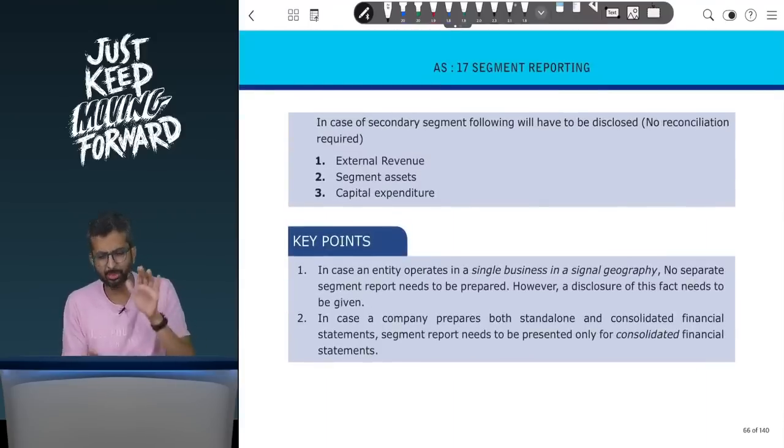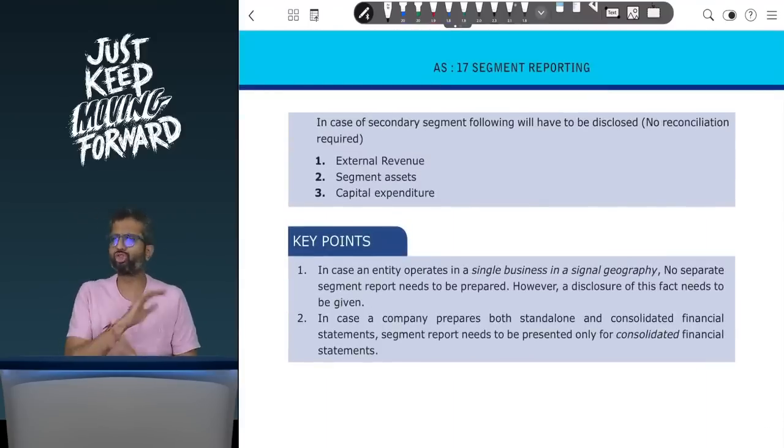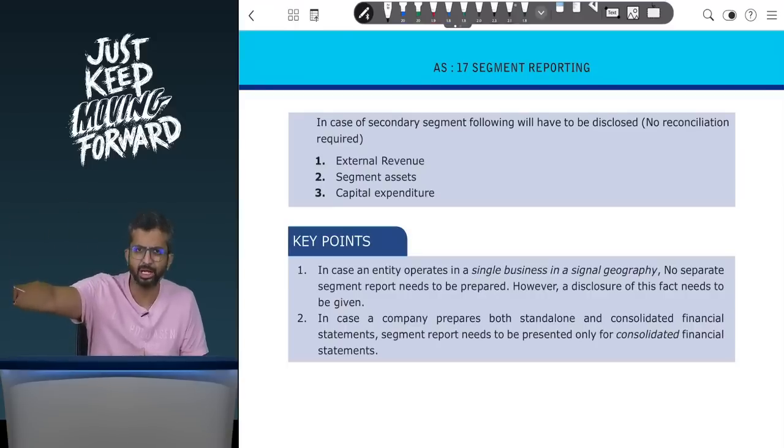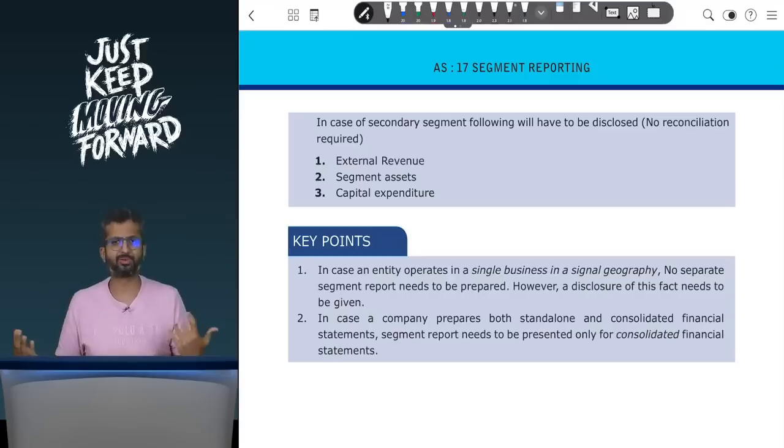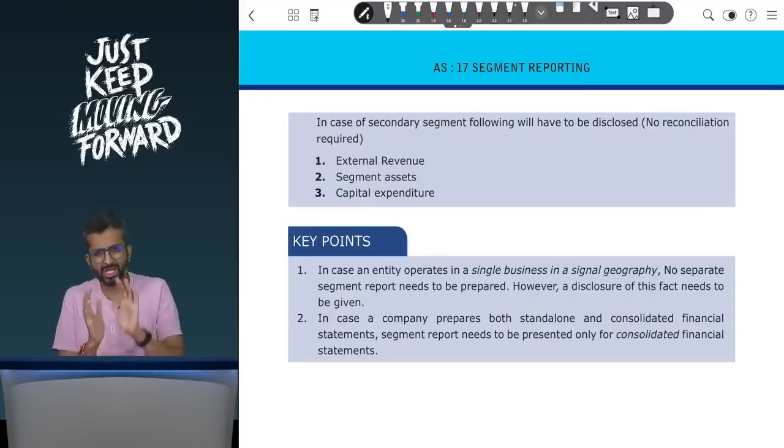However, the secondary segment report will be much more compact. It will just show external revenue breakup, assets breakup, geography wise for example, and capex. You are not again made to show reconciliations. You don't even have to show the profits because it's a much more summarized presentation.